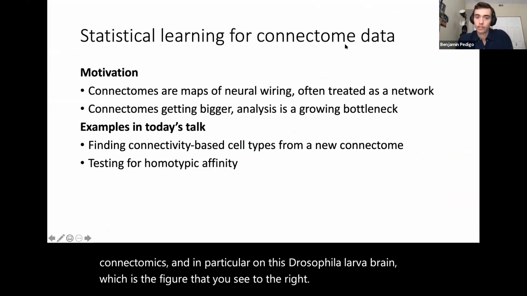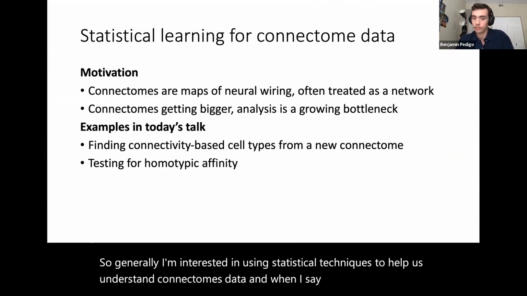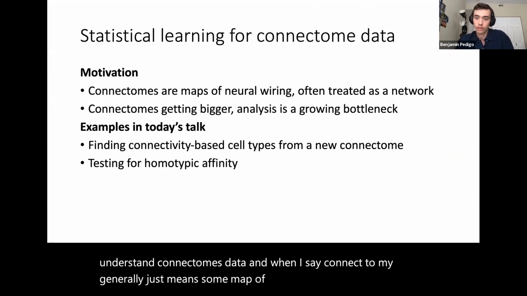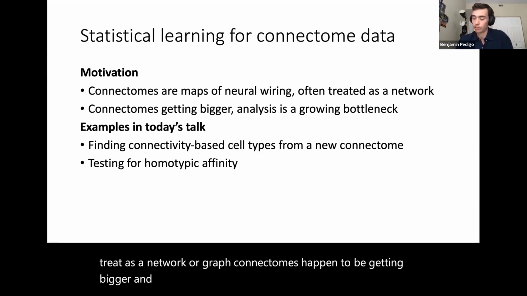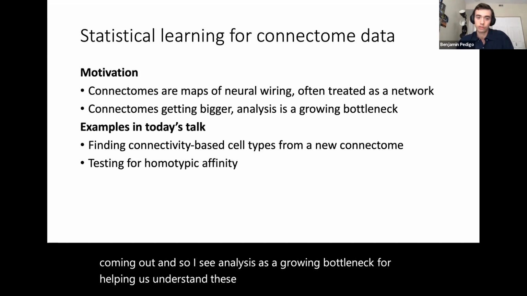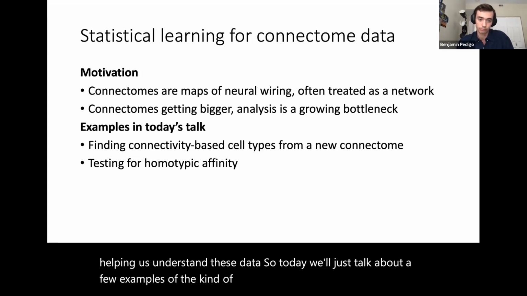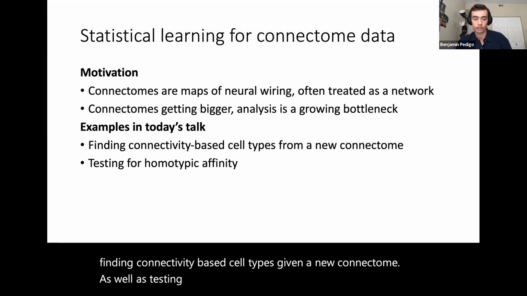So generally, I'm interested in using statistical techniques to help us understand connectome data. And when I say a connectome, I generally just mean some map of neural wiring, which we often treat as a network or graph. Connectomes happen to be getting bigger and bigger, and there's also just more and more of them coming out. And so I see analysis as a growing bottleneck for helping us understand these data. So today I'll just talk about a few examples of the kind of thing that I've worked on, including finding connectivity-based cell types given a new connectome, as well as testing for what I'll call homotypic affinity.